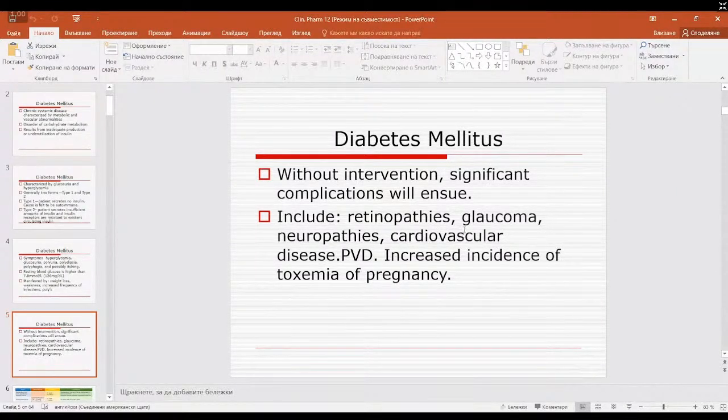And another thing to keep in mind is that patients who have diabetes, especially those who are on insulin or who have suboptimal control or very high levels of blood glucose, and this has been going on for more than a couple of years.